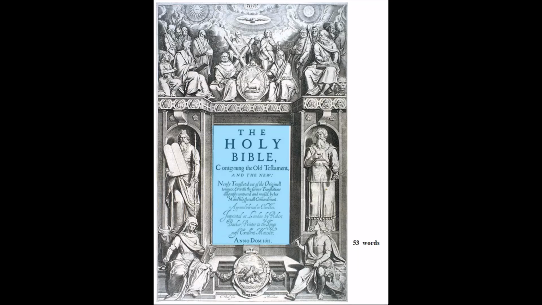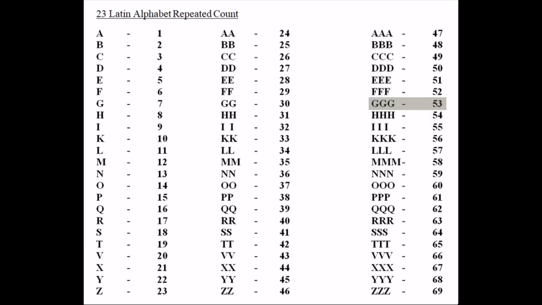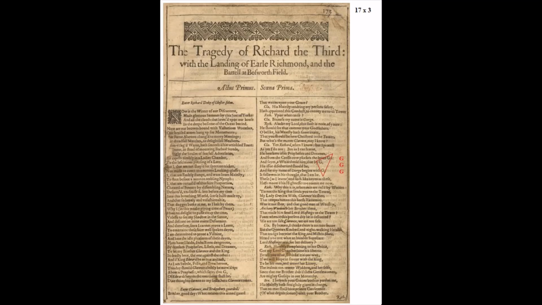Something else I want to add that I think suggests Rosicrucian or Freemasonic design is that, including the year, there are a total of 53 words. Using the repeated count, 53 equals 3 letter G's. I've always found it interesting and a bit telling that there are 3 letter G's in a triangle on the first page of Richard III. The page number is 173, or Edward de Vere's Earl number 17 times 3, but that's a subject for another time.